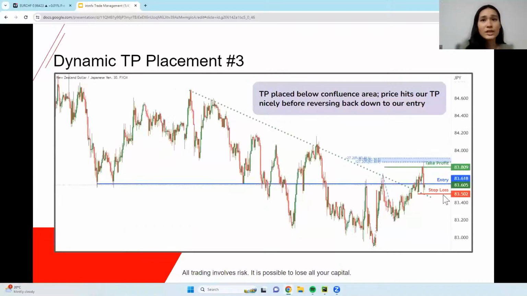So same idea over here, our take profit should be placed below the confluence area. In this example, we're placing it a lot lower than the confluence area, but in reality you don't need to place it so much lower. You could just place it right below the confluence area and it would have been fine as well. Just as long as your take profit is placed below or before a major confluence area, price is more likely to hit your take profit before reversing back down to your entry or even worse, your stop loss.